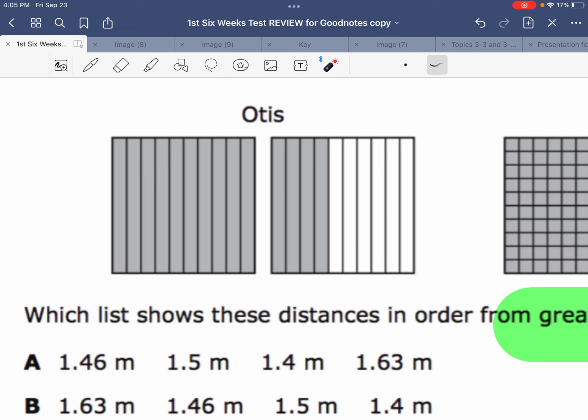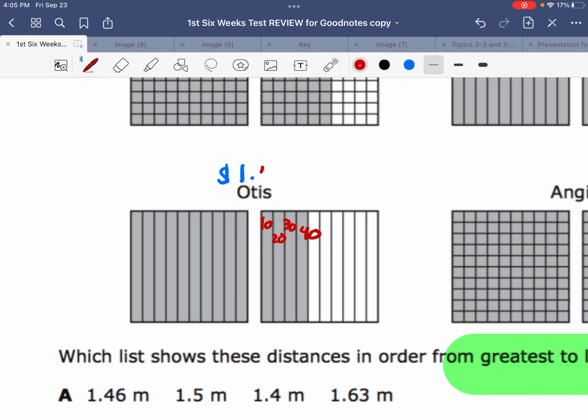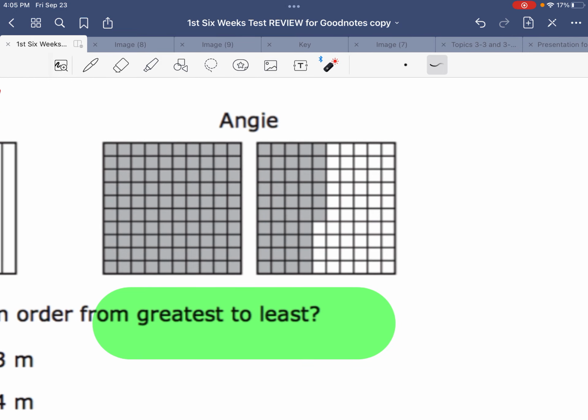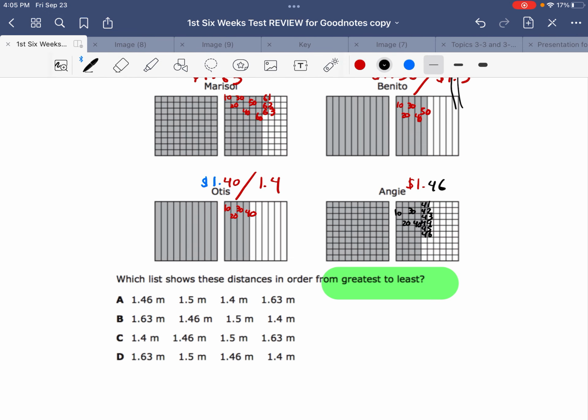For Otis, again, I have this is fully shaded, so it's $1, 1 point, and then if I count these, 10, 20, 30, 40. So I can say 1.40, or I can say 1.4. These equal the same thing. Okay, next one, I have, again, fully shaded, so I can say $1, 1 point, and if I count these, 10, 20, 30, 40, 41, 42, 43, 44, 45, 46. 1.46. And now I just need to order them from greatest to least.